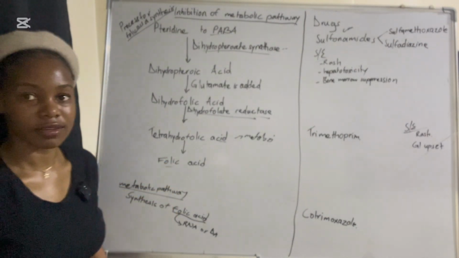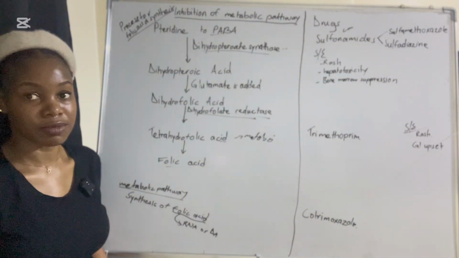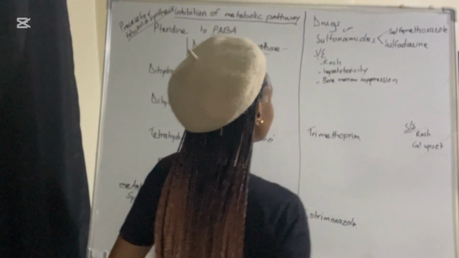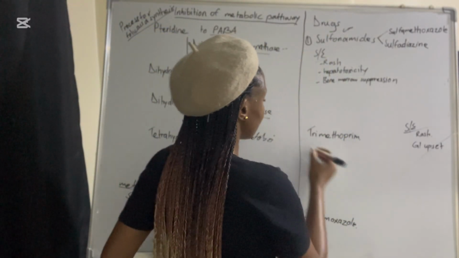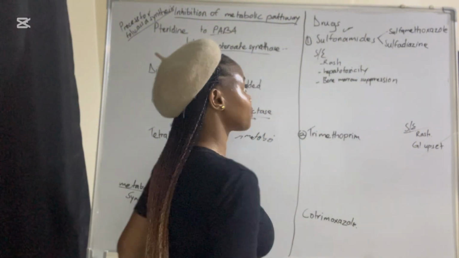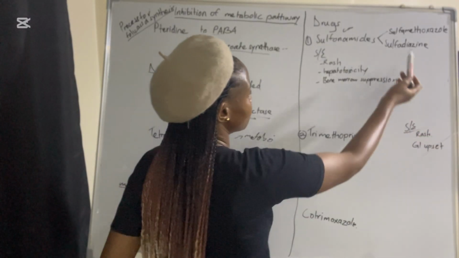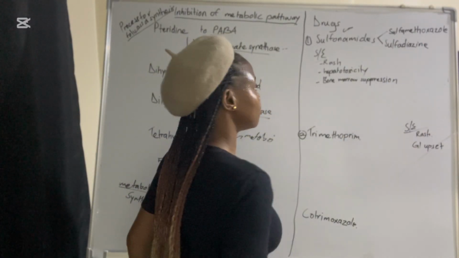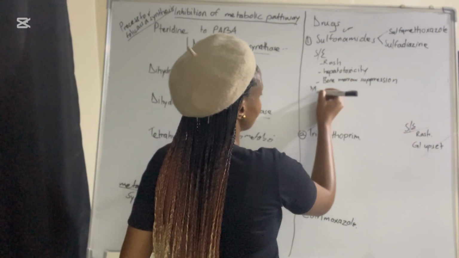So what are the drugs or antibiotics that are responsible for the inhibition of metabolic pathways? That is why we have 1, sulfonamides, and 2, we have trimethoprim. The first drug is sulfonamides. Some of the examples we have are sulfamethoxazole and sulfadiazine. What is the mechanism of action of these drugs?